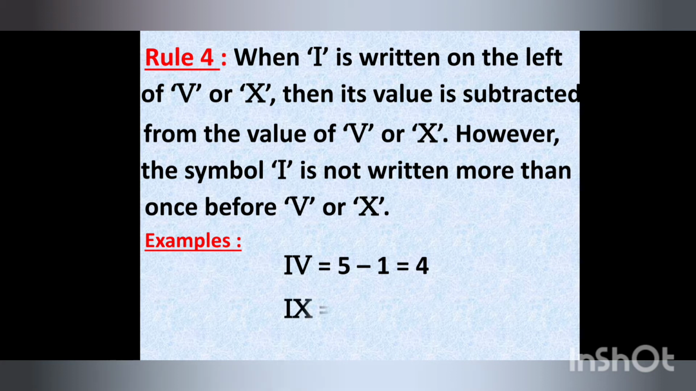Examples: IV, where I is 1 and V is 5. I is written on the left side of V, so it will be subtracted. 5 minus 1 will give 4. IX. Here I is written on the left side of X, so 10 minus 1, we will get 9.